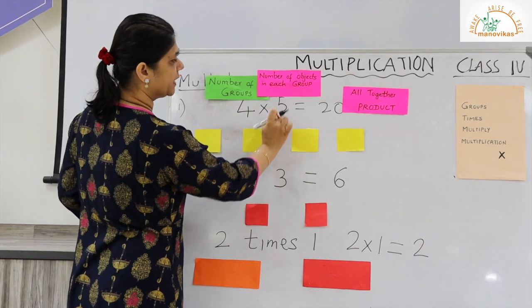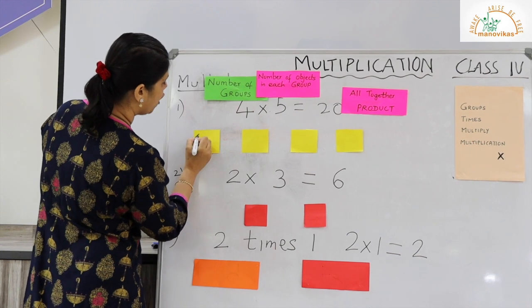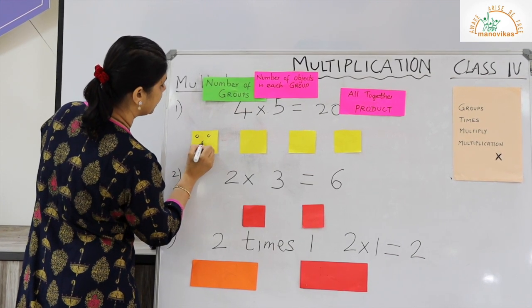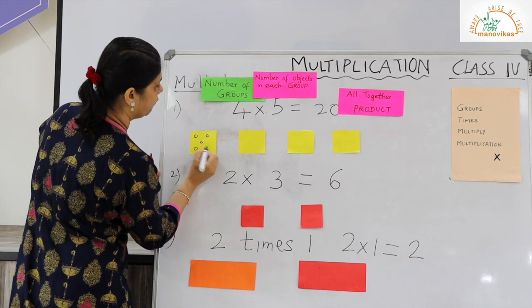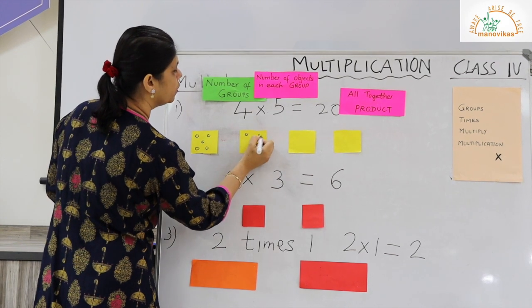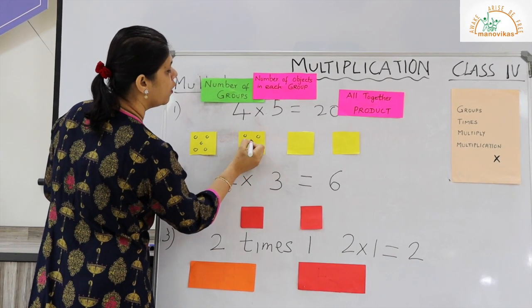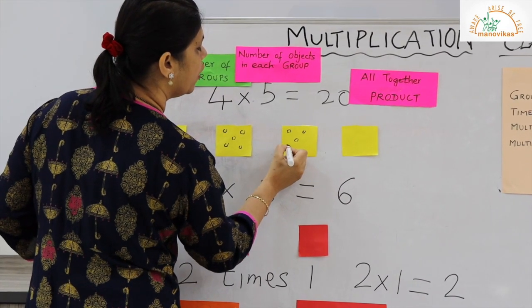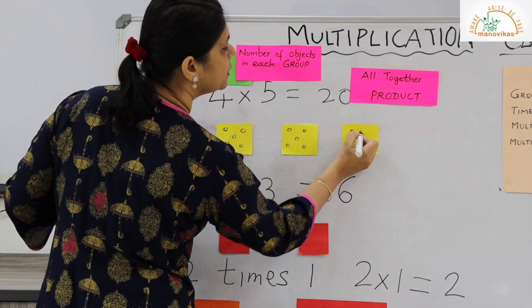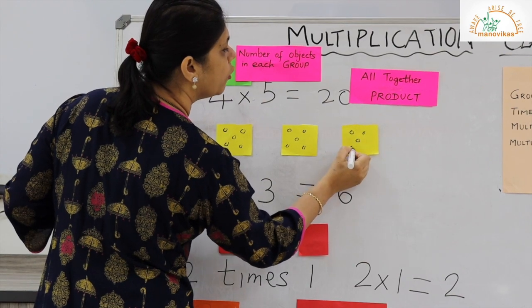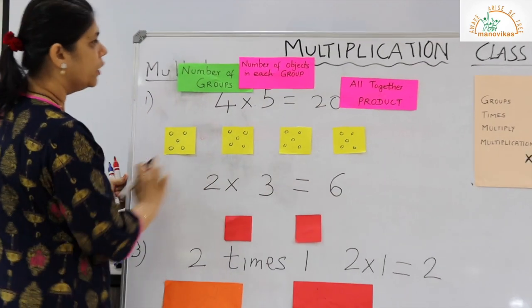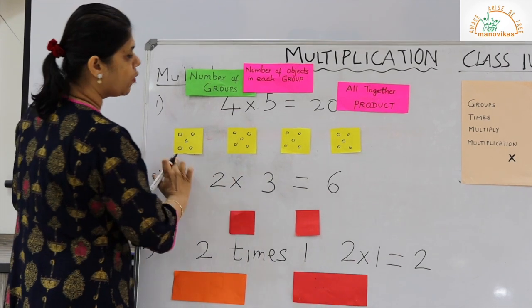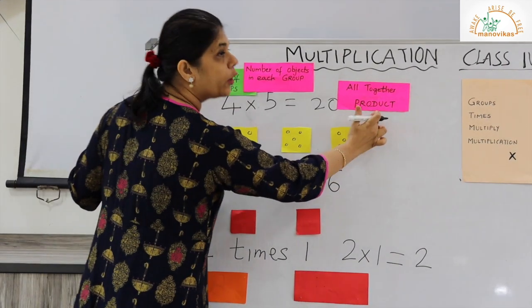How many objects are there in each group, children? The number of objects are 5. So let's draw 1, 2, 3, 4, 5 in each group, for all 4 groups. So now you see that total there are how many objects, or what is the product that you get?